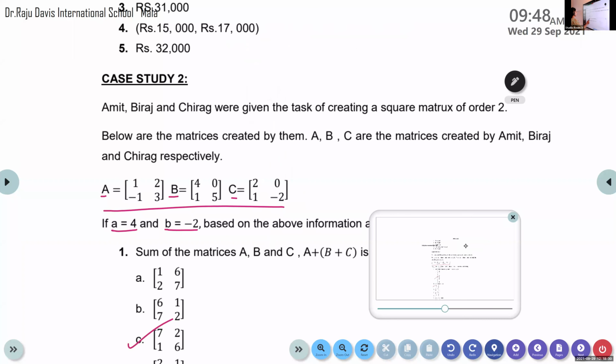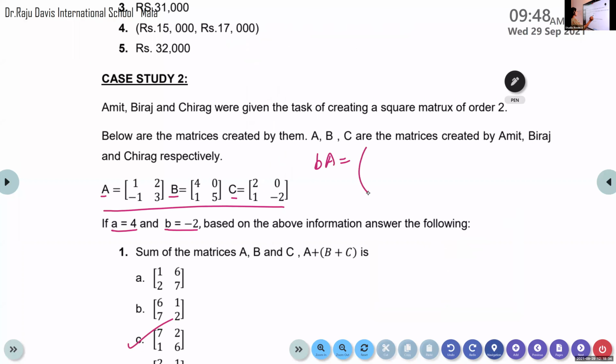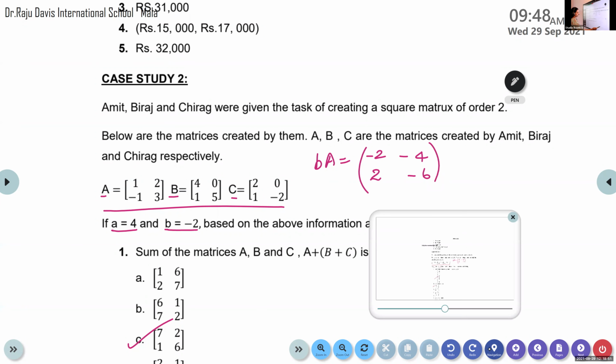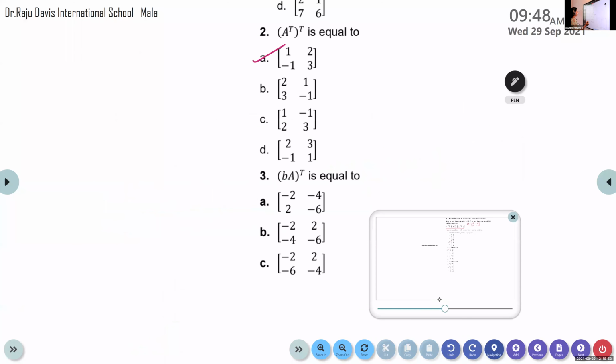B value is given as -2. So B into A means what you will get? Tomlin? -2, -4, then again 2, -6. Is it correct, Aditya? Yes, ma'am. Then what will be B into A transpose? What is the answer, Aditya? -2, 2, -4, -6. Answer is option B. Yes.